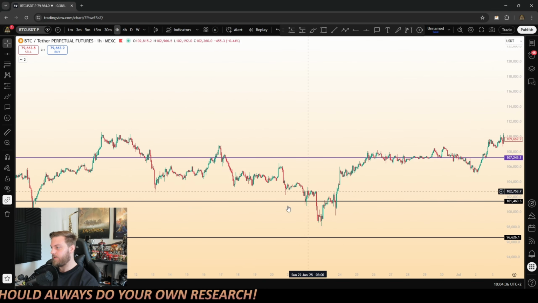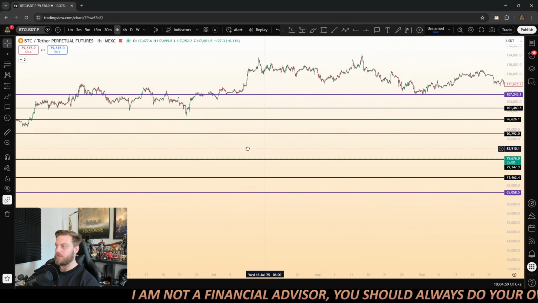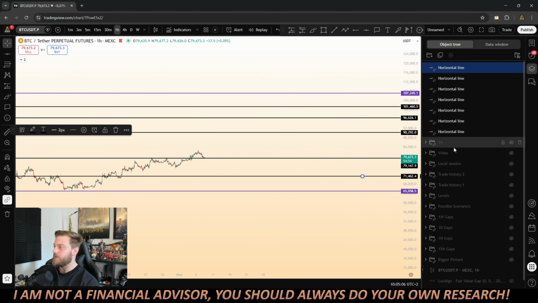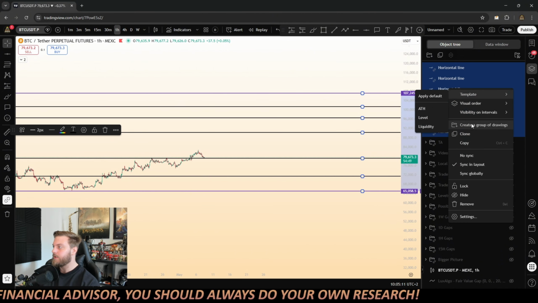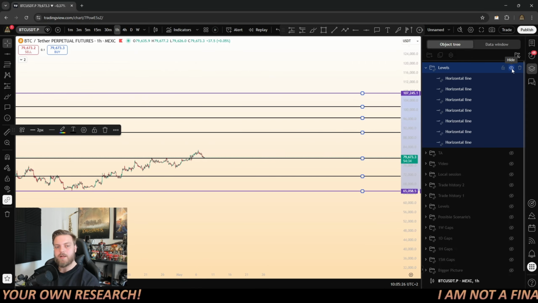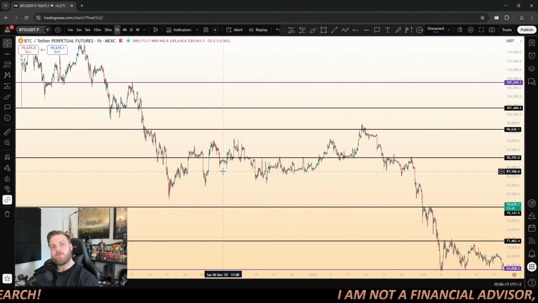You can clearly see that it has been responding over here, responding over here. So right now I am happy with the levels. And if you didn't know already, what you can do with this is left click, hold shift, and left click again. You can right click it and create a group of drawings and name it levels. So whenever you want to hide this, you can just press the hide button and your chart is clear. So what is the purpose of a level?